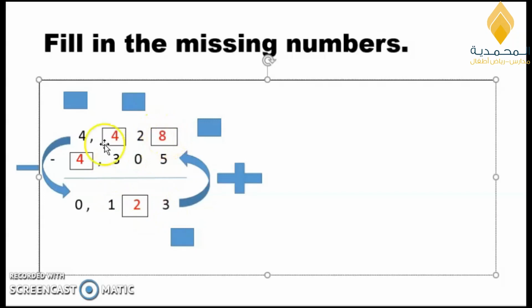Okay, 8 minus 5 is 3, so our answer is correct. 2 minus 0 is 2. 4 minus 3 is 1. Yay, it's correct. 4 minus 4 is 0. Excellent.